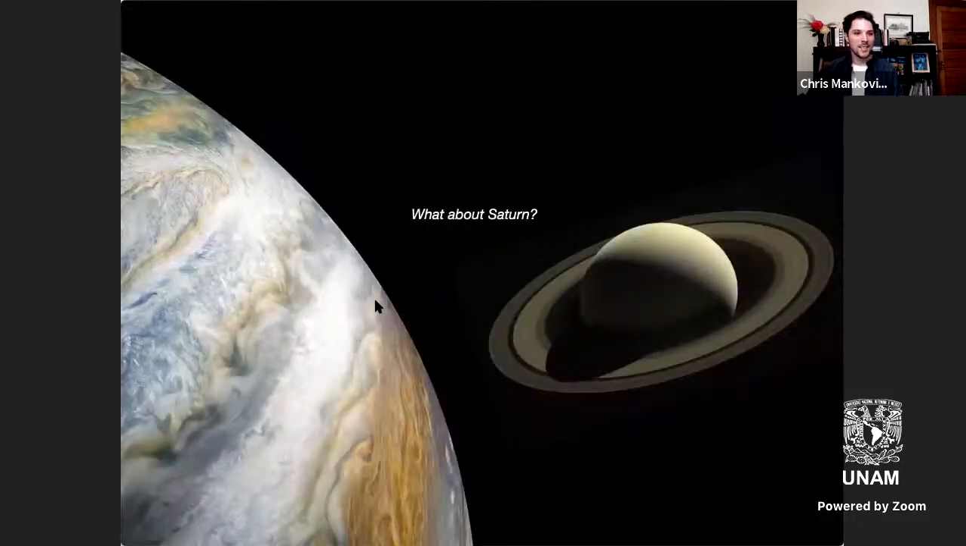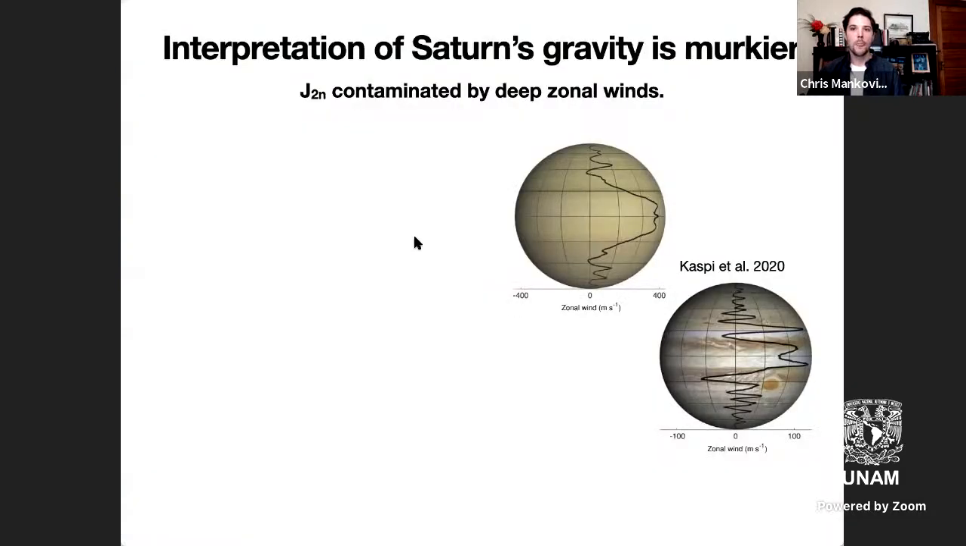So how does all this play out for Saturn? Like Juno, there is a phase of Cassini's mission that was spent in really close orbits around Saturn to measure its gravity field. And so what have we learned? The answer is it's a lot harder to answer this question for Saturn. The main reason for that is that the interpretation of Saturn's gravity field is confounded by the issue of very deep zonal winds.